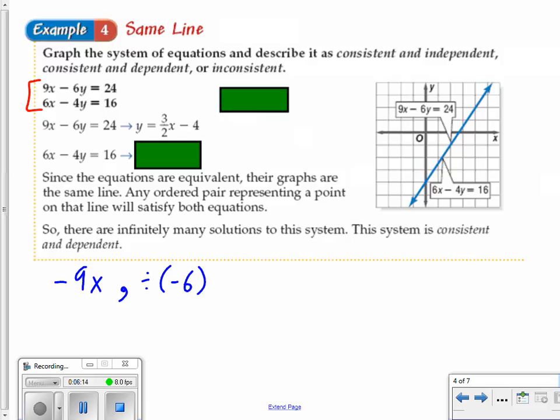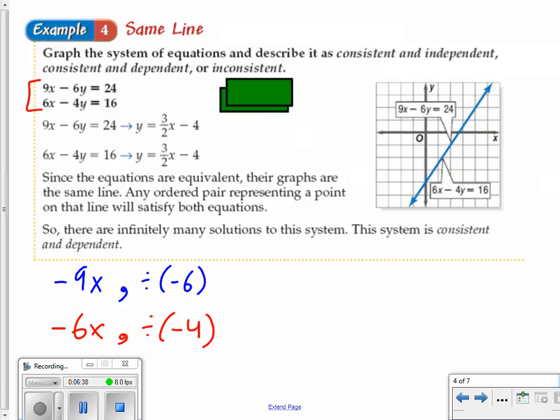All right, same thing looking at our second equation. We have 6x minus 4y equals 16. Well, to get y all alone, we'd subtract 6x from both sides. After that, we still have that negative 4y on the left side, so we need to divide by negative 4 from both sides. When we do that, our equation becomes y equals 3/2 x minus 4.